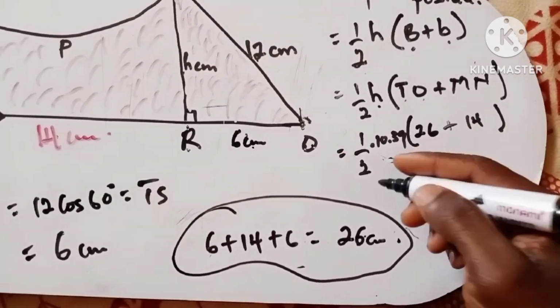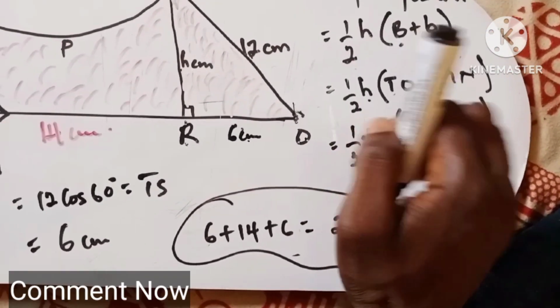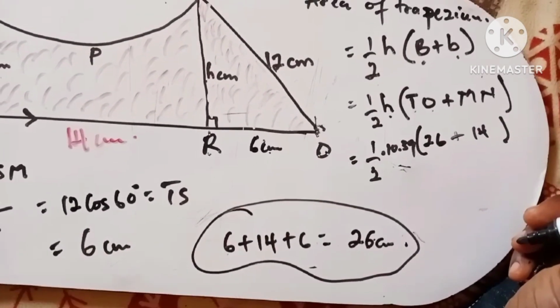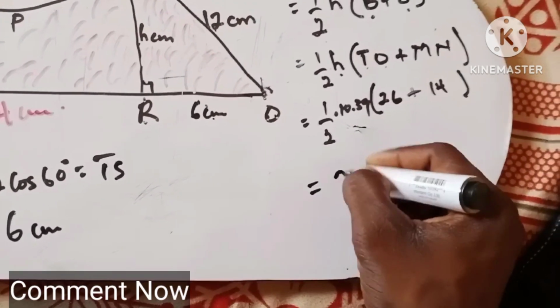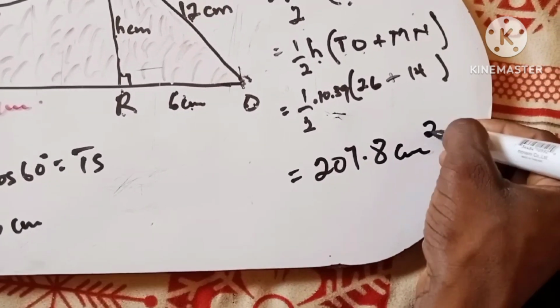The rest is just a simple calculation for us to determine the area. Pause the video and give me the area of this in the comment section before we proceed. So here I have the area of the trapezium to be 207.8 square centimeters.